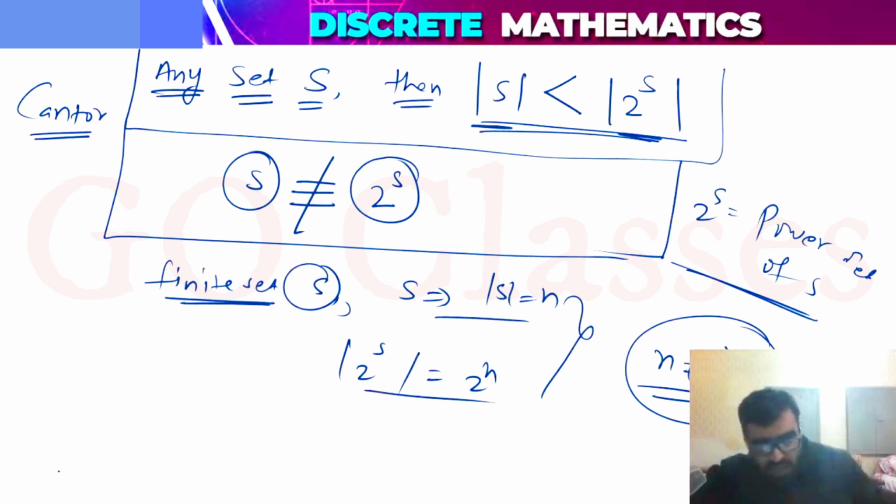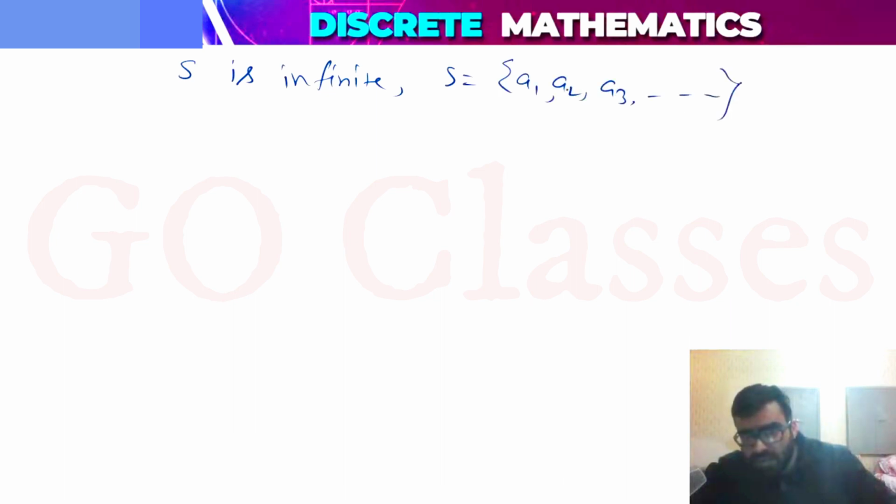Now we will see how to prove it for an infinite set. And remember, this is a very important result. I will tell you why. So let's assume that S is infinite, something like this, maybe a1, a2, a3, and so on. These are the elements, I am just naming them. Remember, set S could be anything: countable, uncountable, infinite, anything.